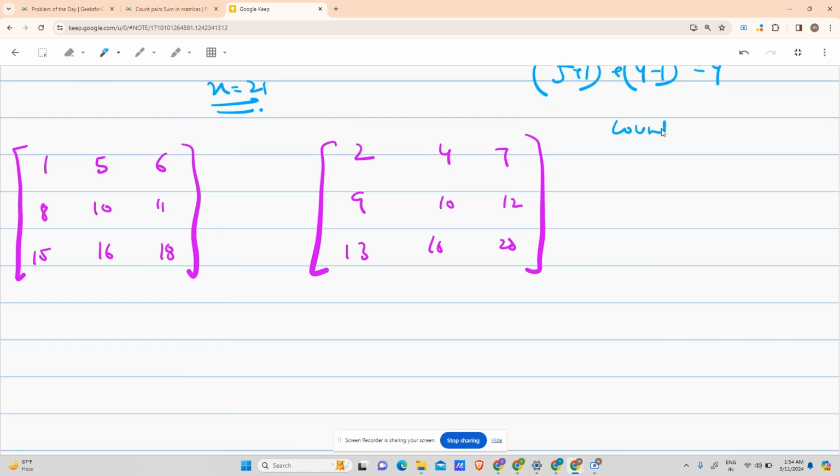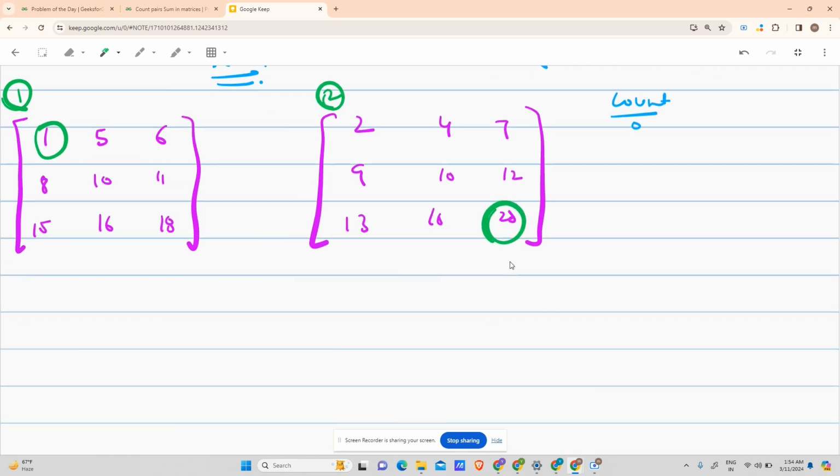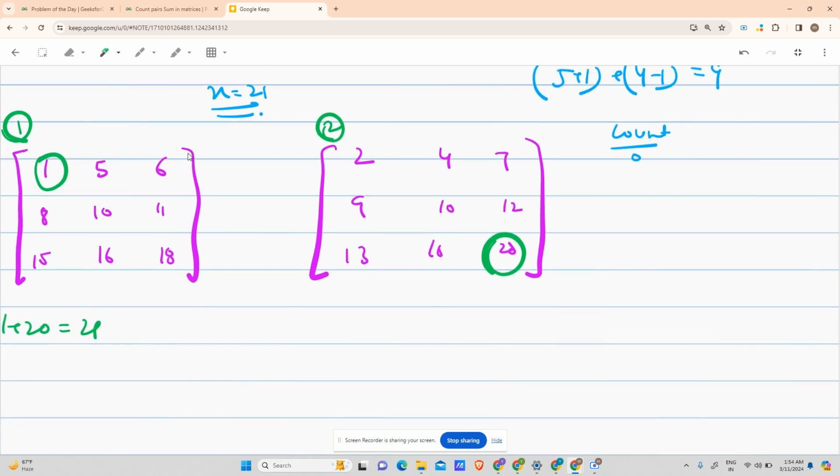Let me say my count is 0 before traversing. I'm standing here in matrix 1, and here in matrix 2. I'll see: 1 plus 20 is 21. Is 21 matching x? Yes, so the count will increase.